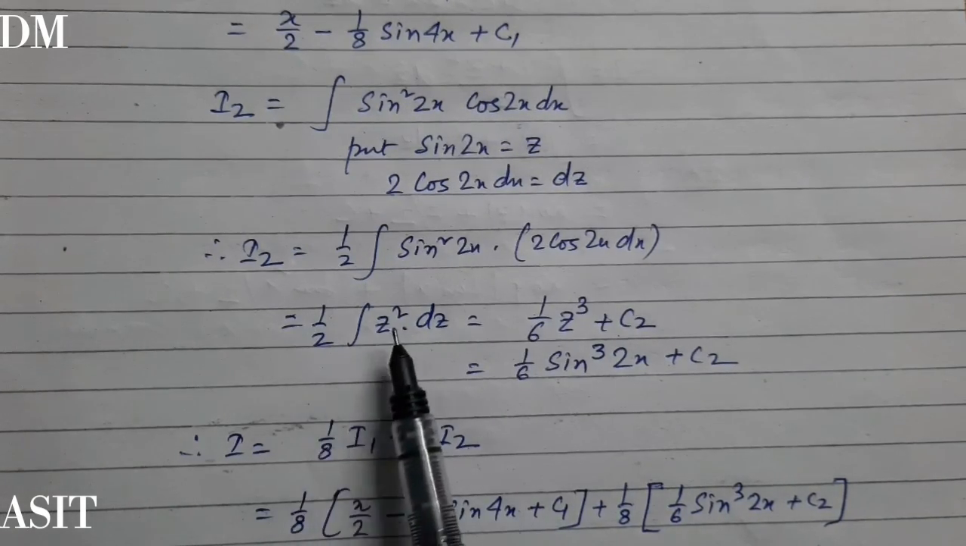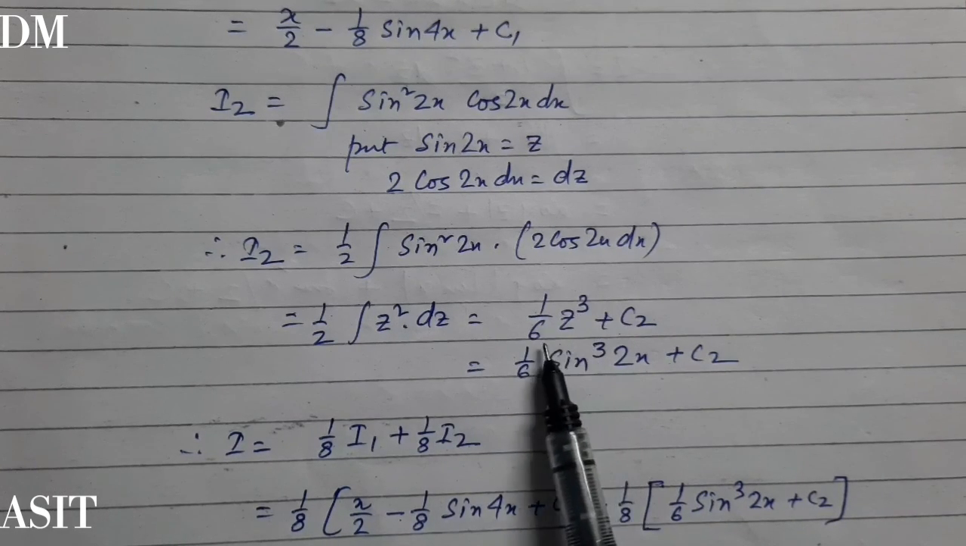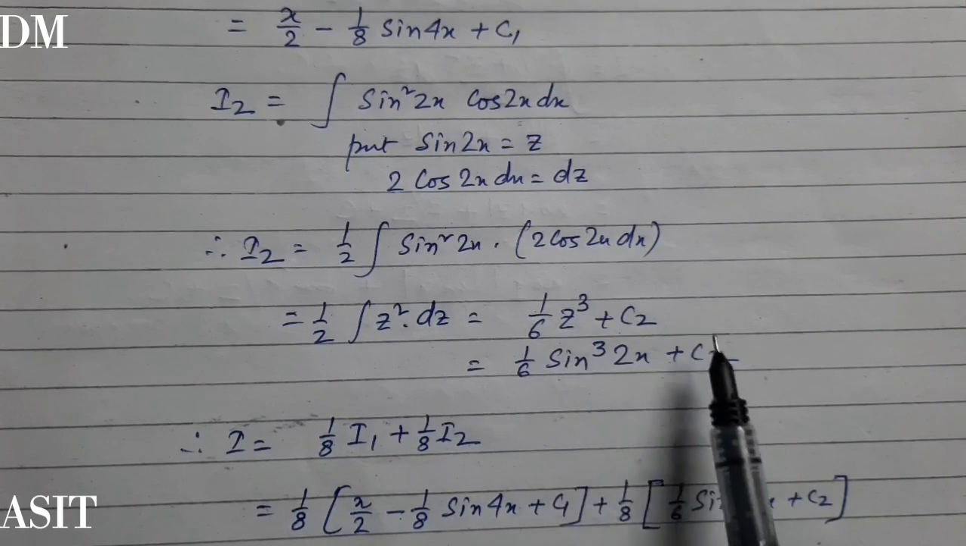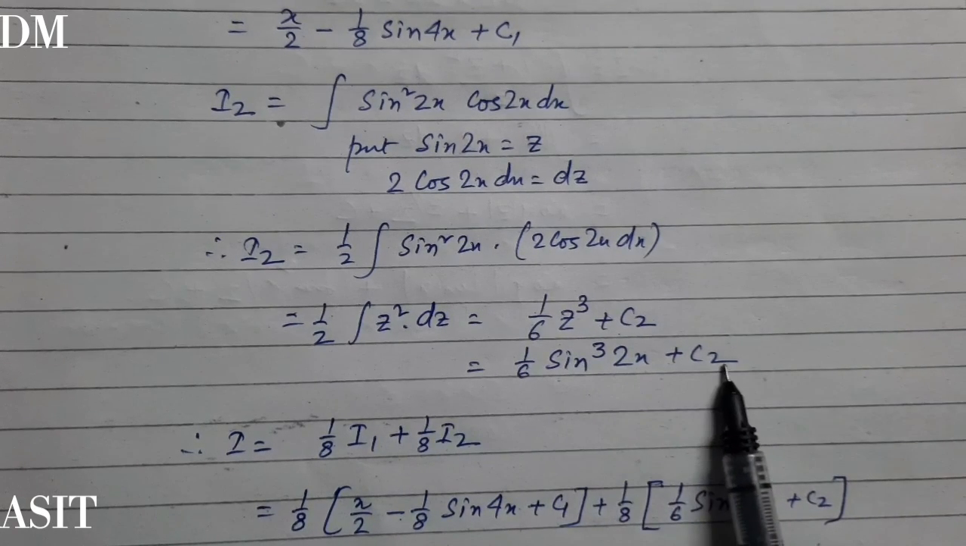So it will be 1 by 2 z square dz. So it will be z cube by 3. So it will be 1 by 6 z cube plus c2, or 1 by 6 sin cube 2x plus c2.